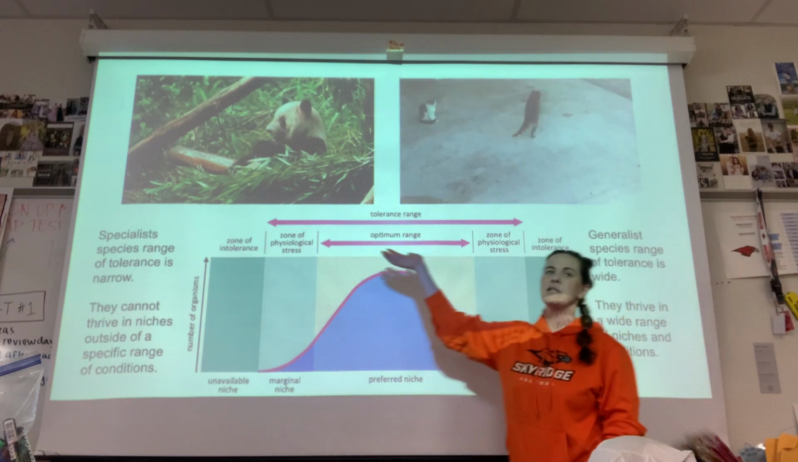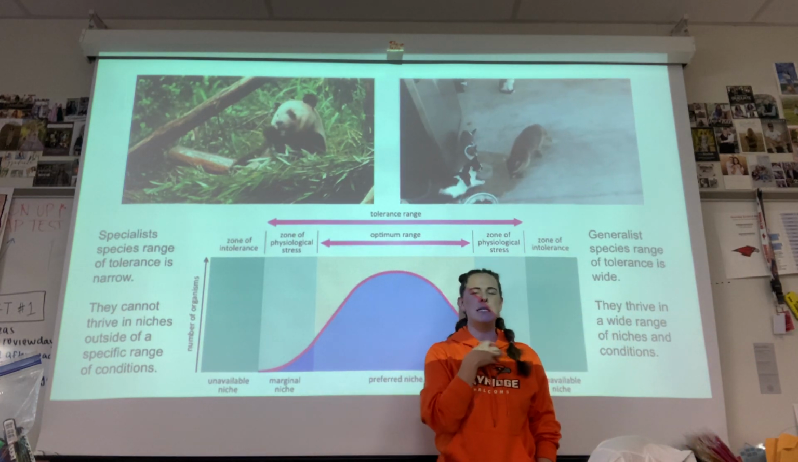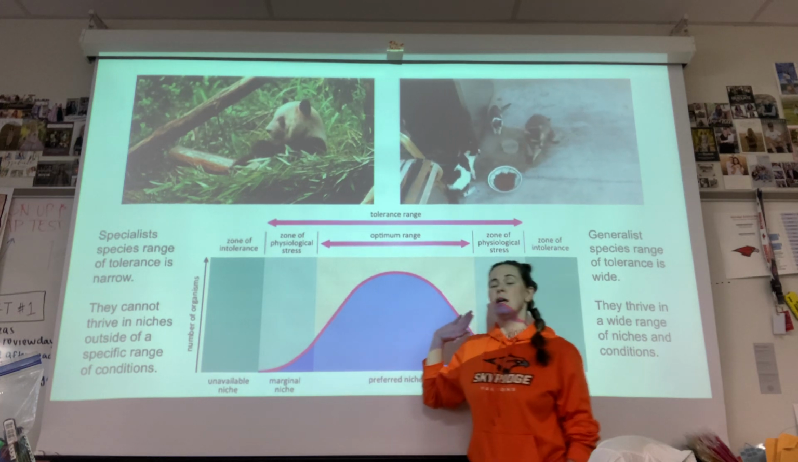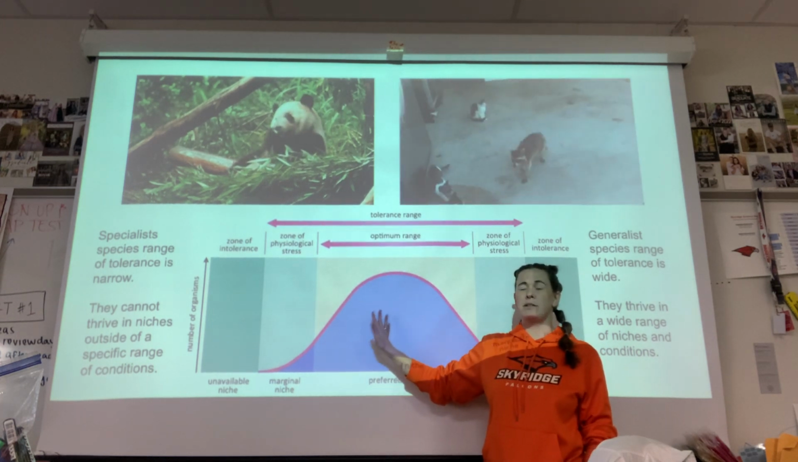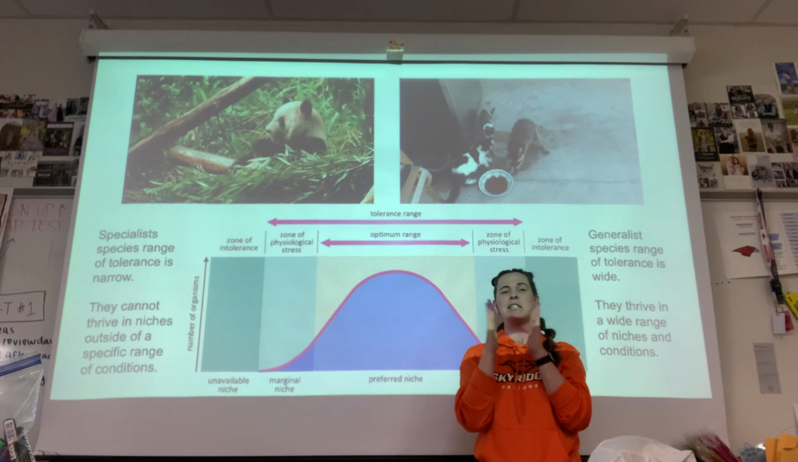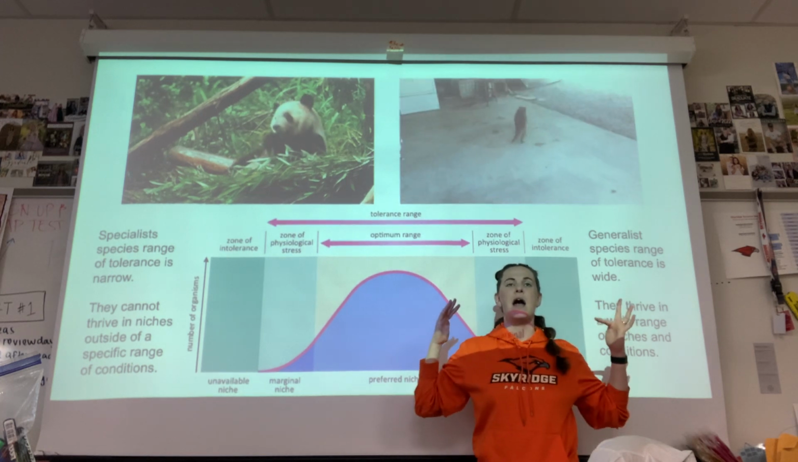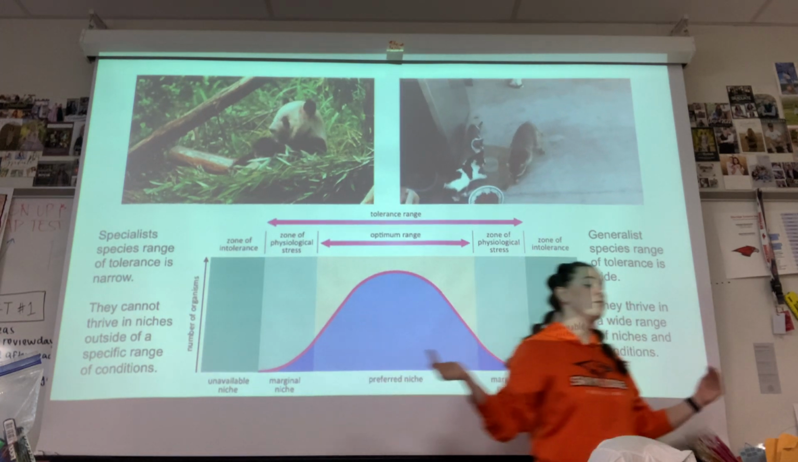Again, range of tolerance. We've talked about range of tolerance. I talked about it with my spiciness levels. Specialist species are going to have a very small range of tolerance, where generalist species are going to have a very, very big range of tolerance.